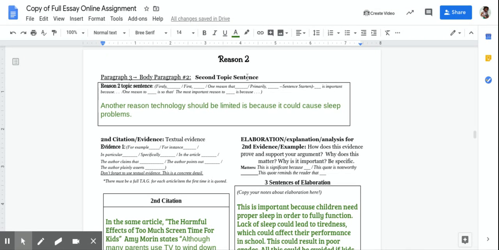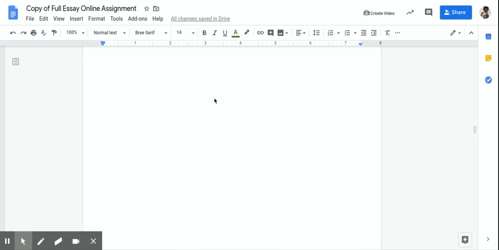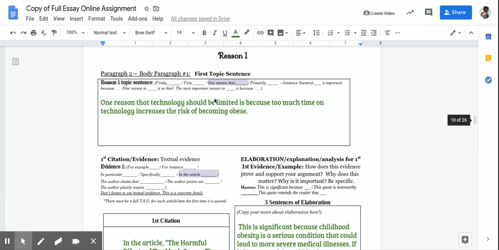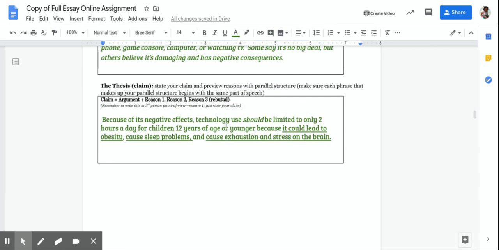This is reason two, body paragraph number two. Body paragraph two is focused on the second reason that was mentioned in our thesis statement. In my thesis statement, my second reason was that technology use should be limited because it could cause sleep problems. So this was my second reason, which is what my second body paragraph will be about.